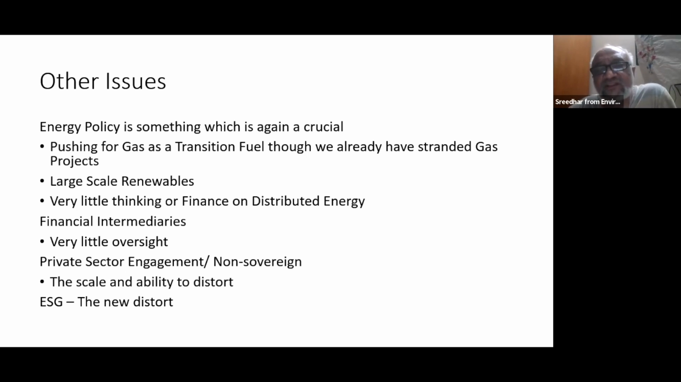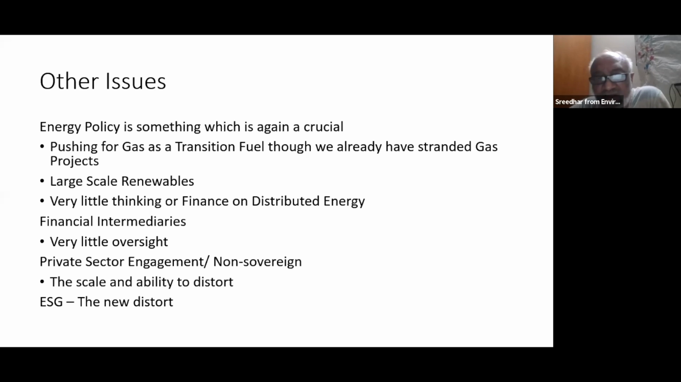Similarly, the funding in the name of renewables is large-scale renewables. There is very little thinking on or finance on distributed energy. Then the other kind of issue is of financial intermediaries. Currently, a lot of funding goes through what we call financial intermediaries, like in India, we have the National Infrastructure and Investment Fund, or there are regional funds like this, which have very little oversight.